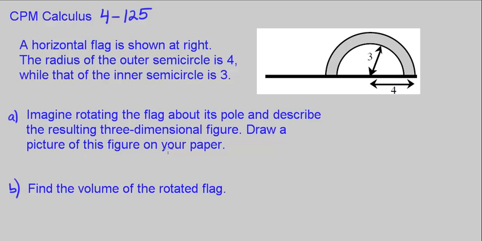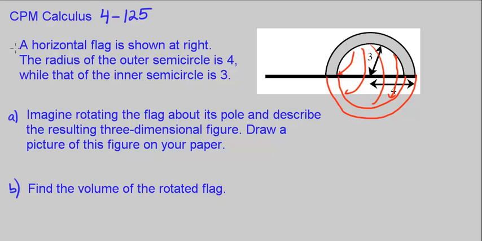Draw a picture of this figure on your paper. So if you were to rotate this around the pole, you're going to be rotating this entire thing around the pole. You're getting this on the other side as well as this. But you're going to be rotating everywhere, so you're going to be making a big circle. When you rotate this region all the way around, it's going to create a big sphere.